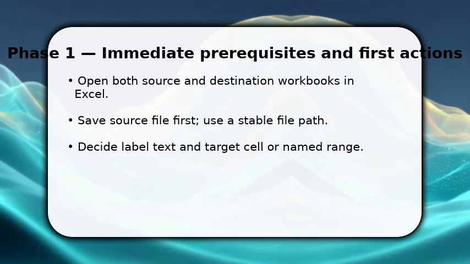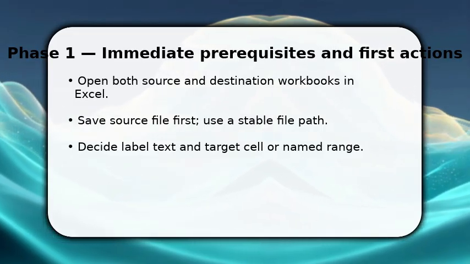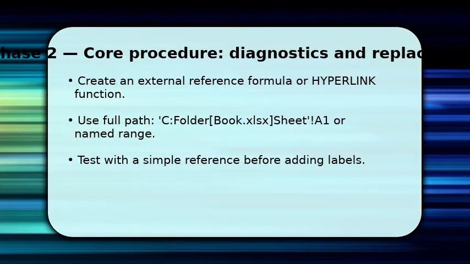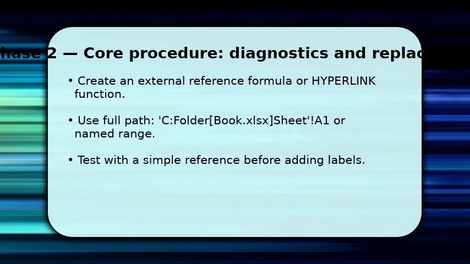Now, move to the destination sheet and prepare a cell for the formula. We'll build an external reference next. Now you construct the live link. For a direct updating reference, type =C:/folder/source.xlsx Sheet1, A1. This reads the source cell value live when both files are available.